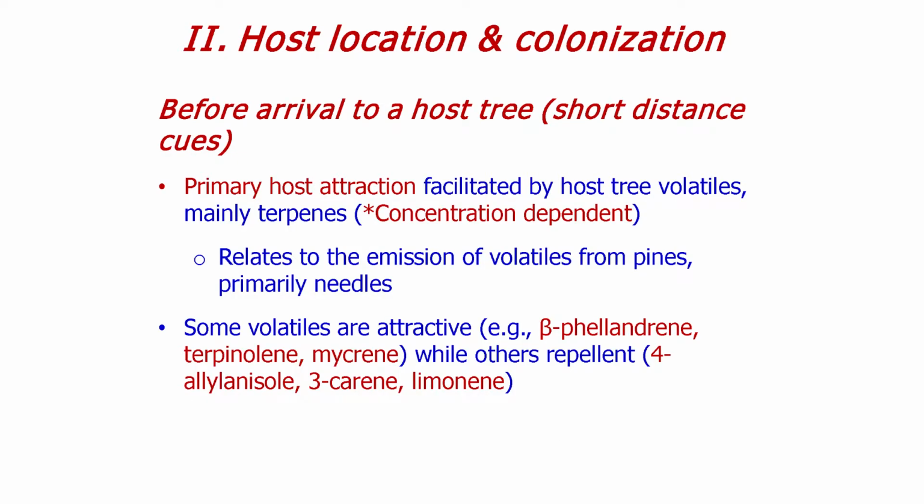The second stage is host location. Right now, insects fly, they emerge from their natal host, and they are closing in on their target tree. We call it primary attraction, and it is really important in this case. Primary attraction is primarily driven by plant volatiles. The majority of volatiles that trees release come from the needles. Some of these compounds are attractive, such as beta-phellandrene, terpinolene, and myrcene, while others can be repellent. Again, these act over really short distances around the tree.